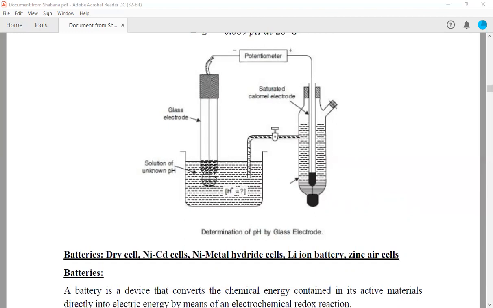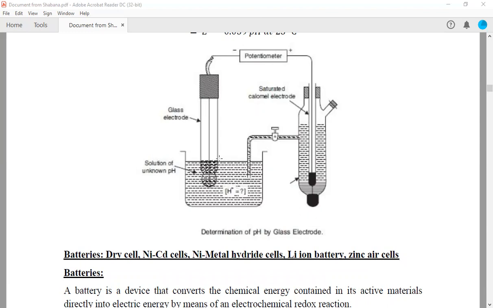There develops a potential between the two surfaces of the membrane, because inside the glass electrode one solution is there, which is known as the HCl, and outside, another solution is there. Because of the difference in the chemical composition of the solutions, there develops a potential between the two surfaces of the membrane. The potential difference developed is proportional to the difference in the pH.